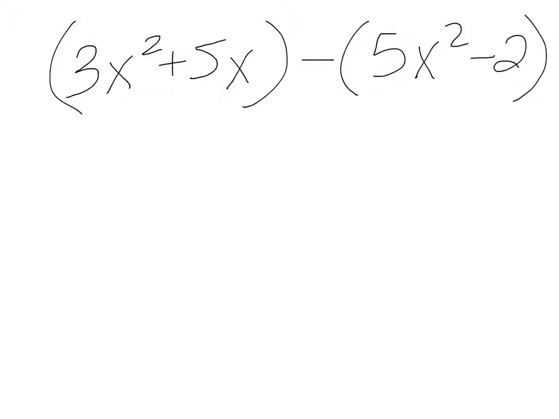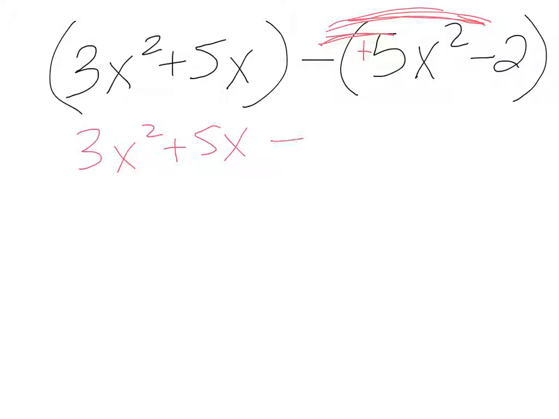Okay, what that is saying is that you are subtracting from this everything in that bracket. So you're subtracting that, and you're subtracting that. What that ends up doing is it changes the sign. Right now this is a positive in front of the 5, so everything changes because you're saying minus positive 5x. And then you're saying minus negative 2, which becomes plus 2.